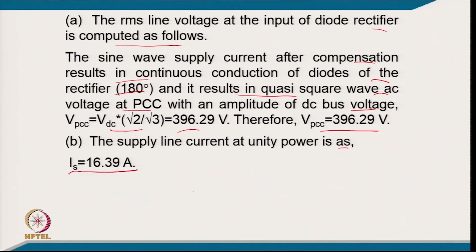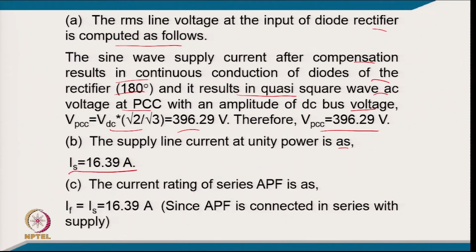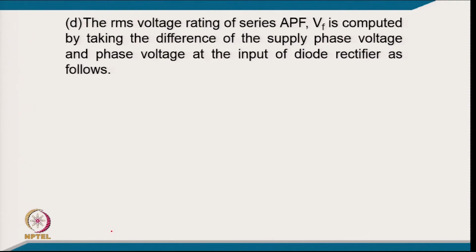The supply current at unity power factor is the same as we calculated, 16.39 ampere, and the current rating of the series active filter is the same as the filter current, equal to the supply current, because they are connected in series with the line. So, it is 16.39 ampere, since the series active filter is connected in series with the supply.